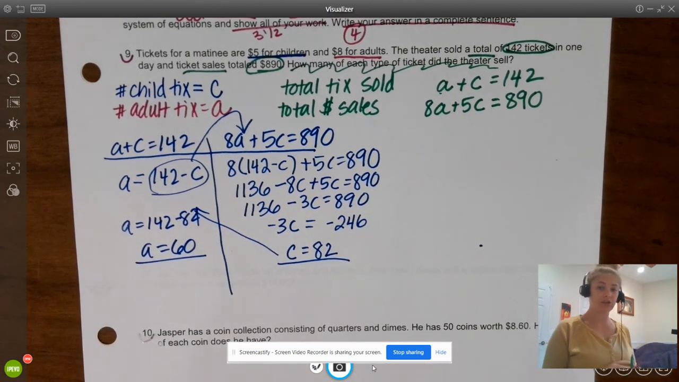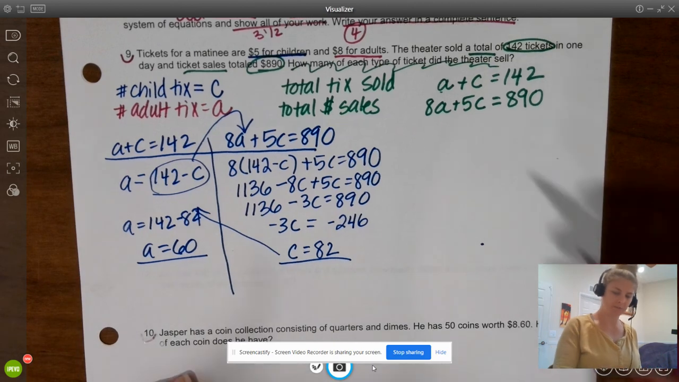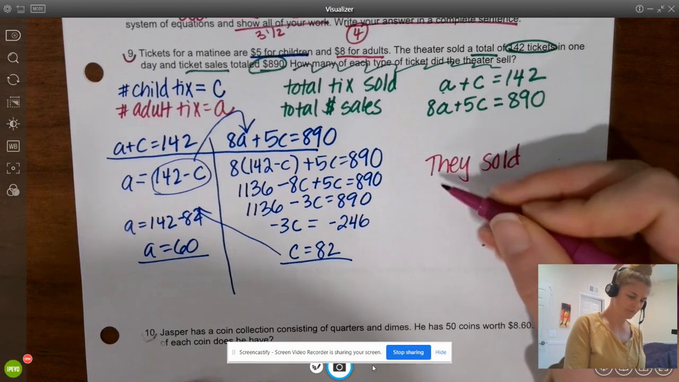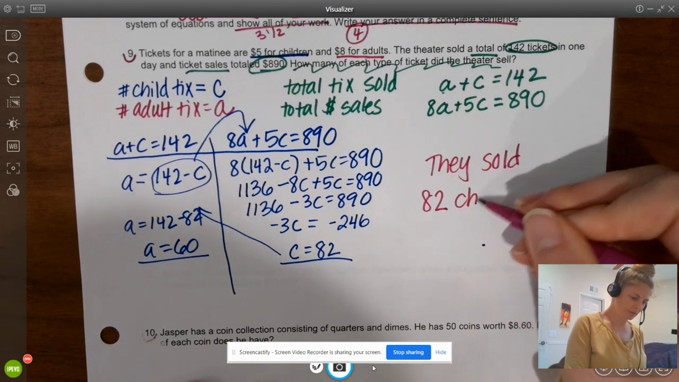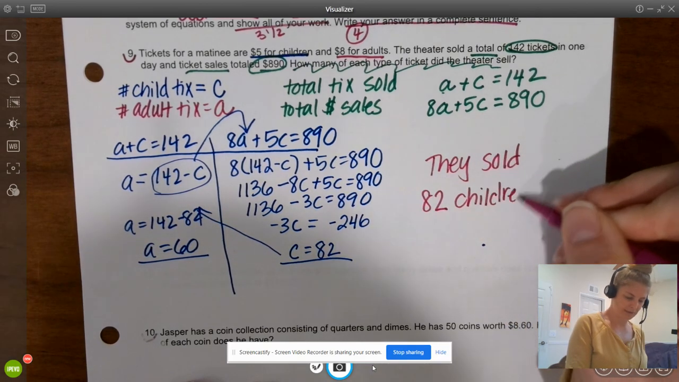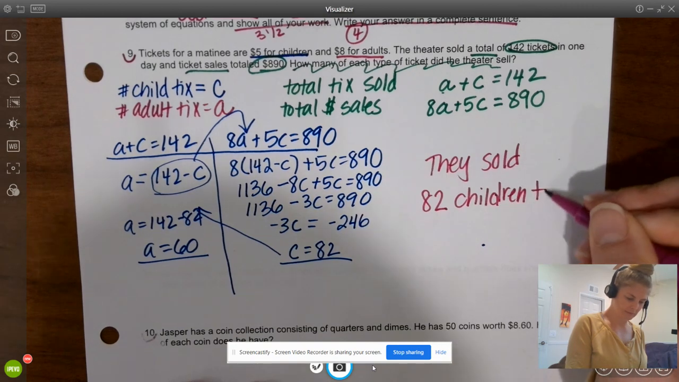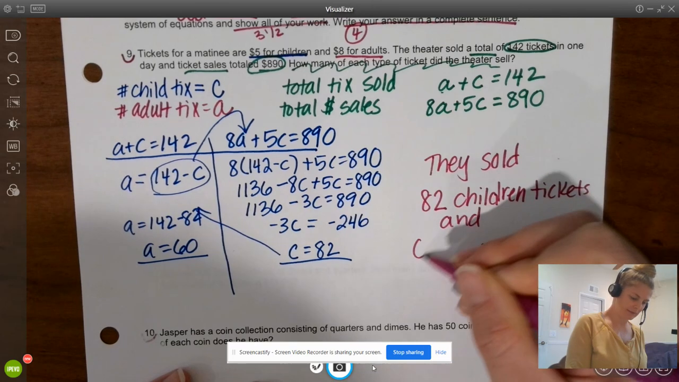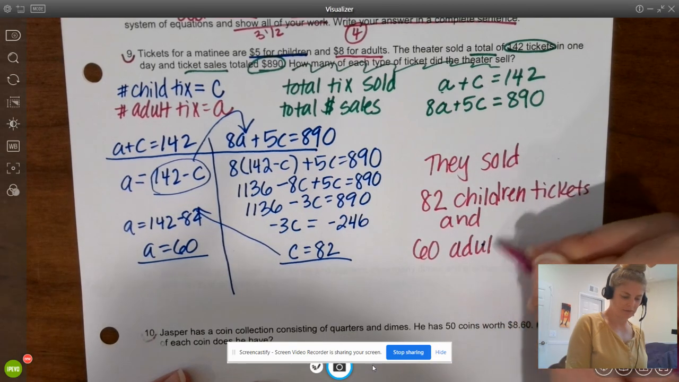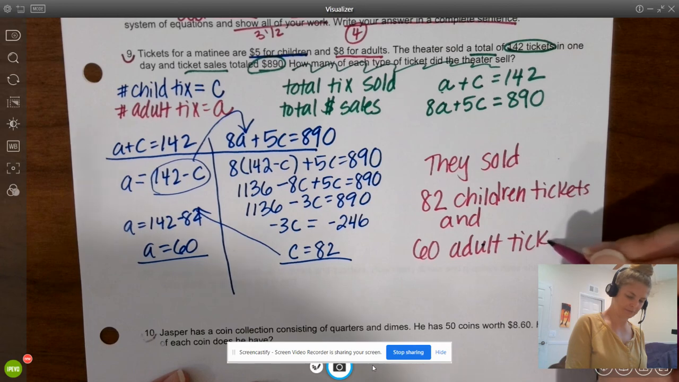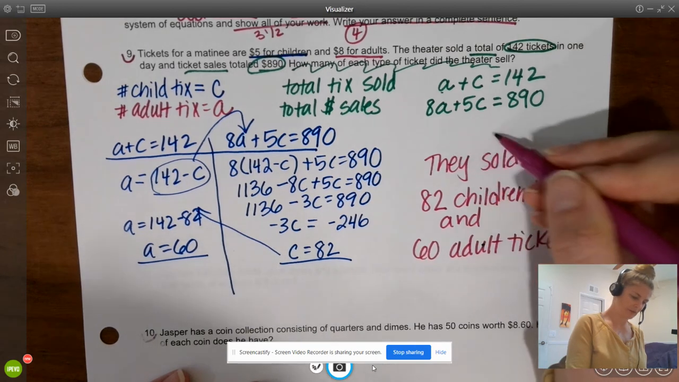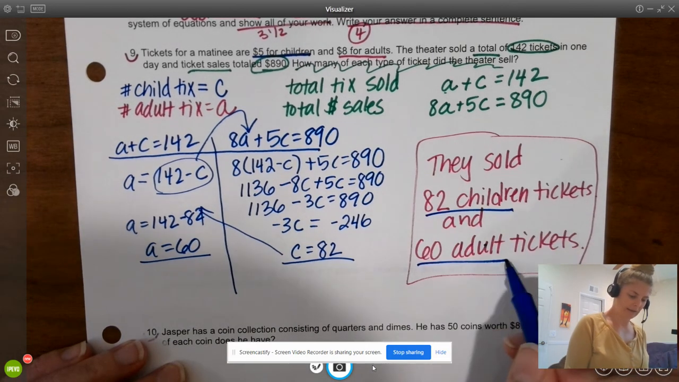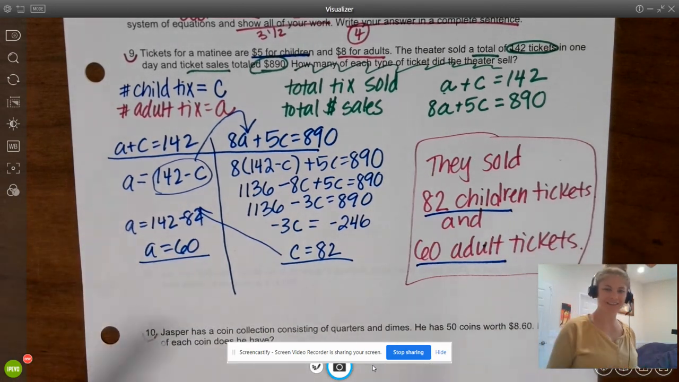Double check to make sure that seems reasonable, and then write your answer in a complete sentence. They sold 82 children tickets and 60 adult tickets. Perfect. I usually like to box or cloud and then underline the important stuff in my answer.